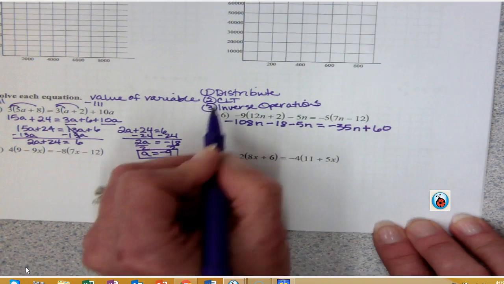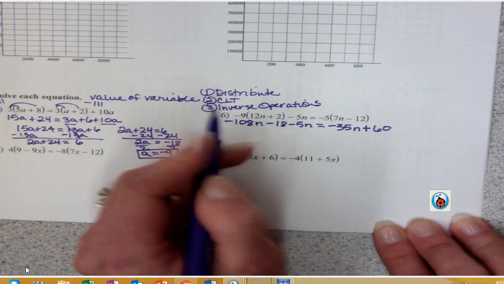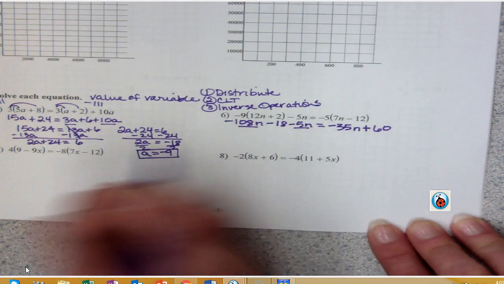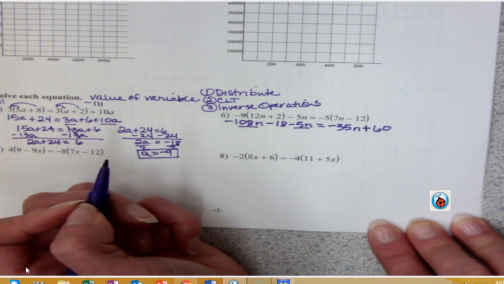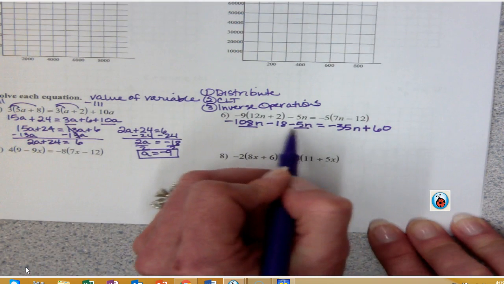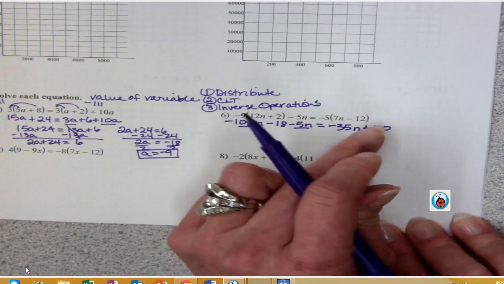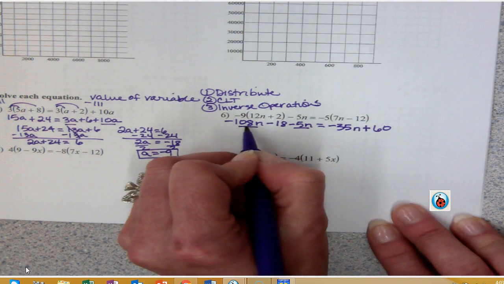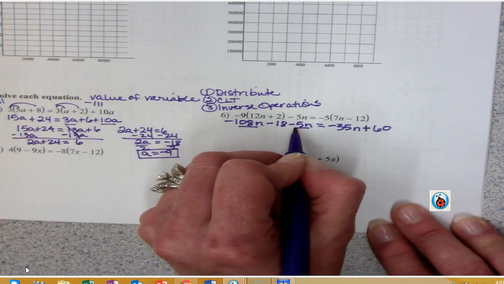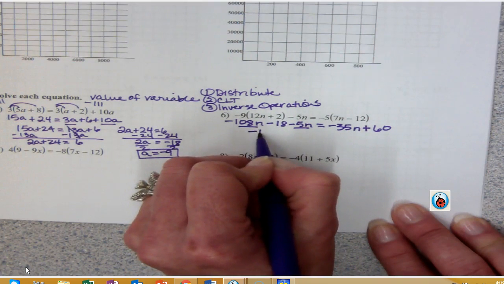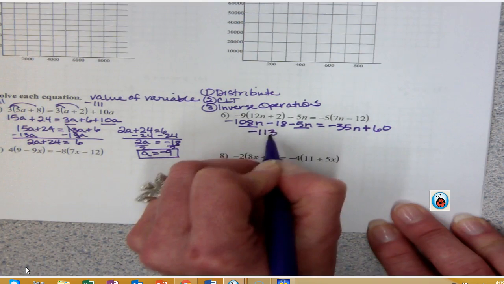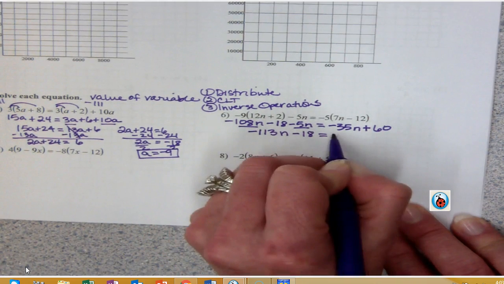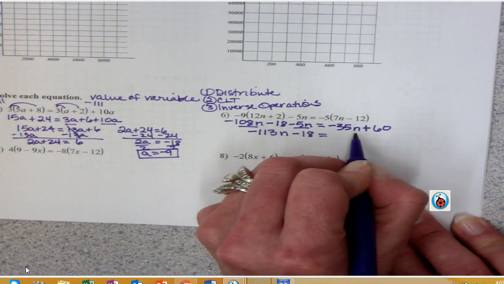So now I need to combine my like terms. I'm done distributing, I combine my like terms. I've got this and this. These are like terms. All I do is I combine them. I'm not putting anything over on the other side of the equal sign. So I just combine them and I get negative 108 minus 5. That gives me minus 113n minus 18 equals, over here I have no like terms.